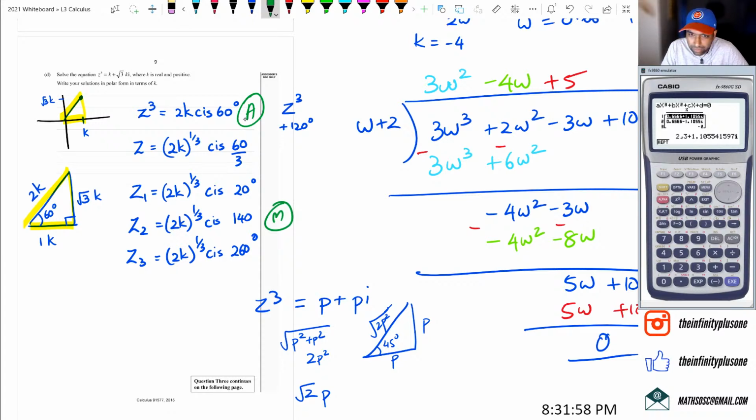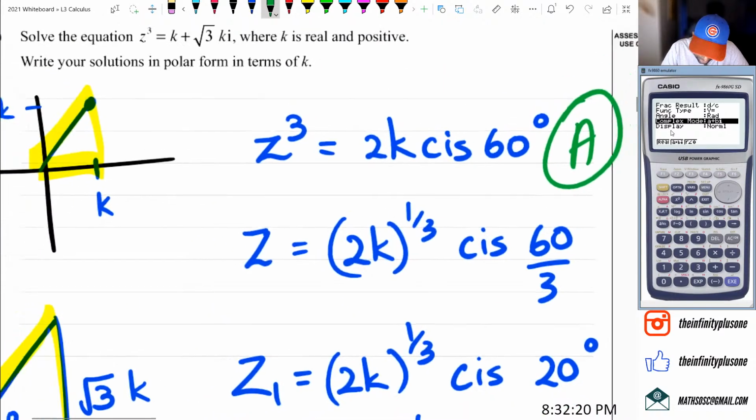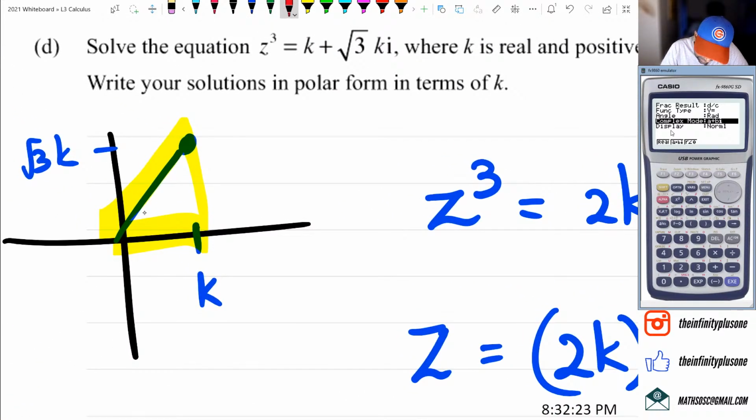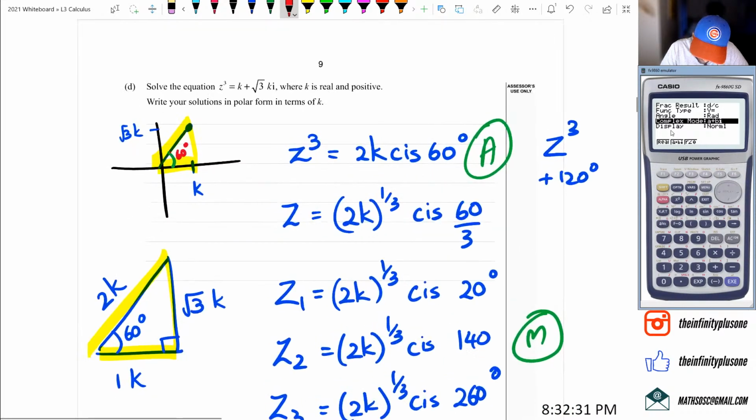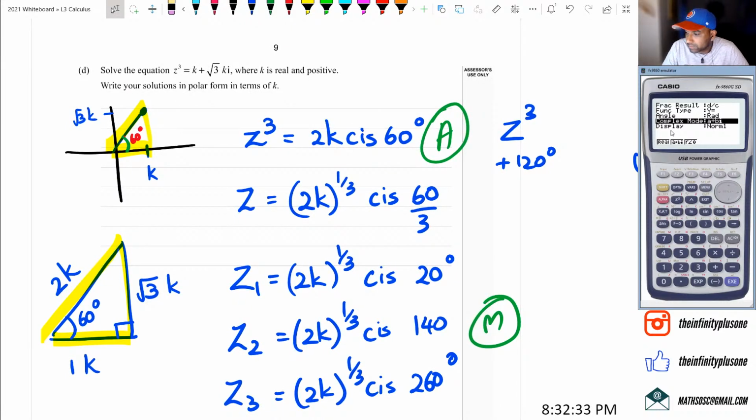Vengsia, to do that, you've got to go to your original menu. Before you even come there, you can click on Shift Setup, go into complex mode and change it to A plus Bi. Gershon, the reason I use pi over 3 is because that's where the origin is. In the original question here, this is the argument I'm looking for, and that's 60 degrees. The 30 degrees is from the top corner.